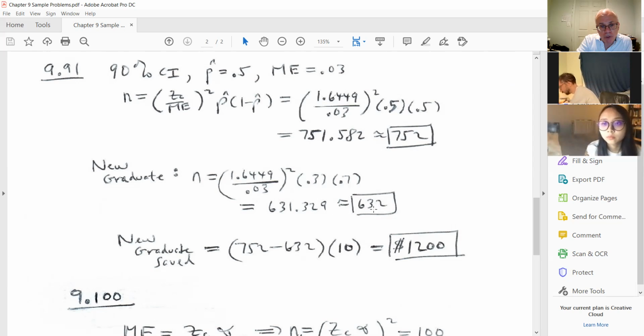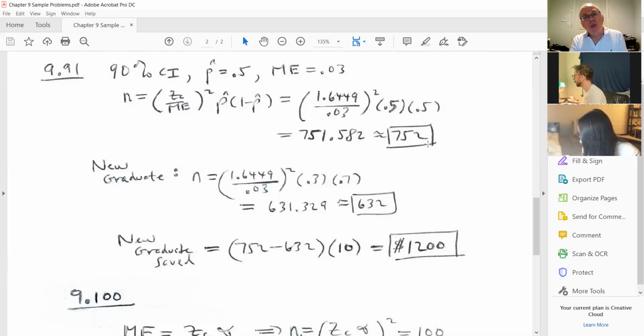So since the new graduate they only need 632 people, and originally the research manager said 752. That's 120 difference, 120 person difference, right? Research manager would have had to interview 120 more people than the new graduate would. So the new graduate saved the firm 120 times $10 per interview, which is $1,200, right? Good. Any questions about that? No. No, that wasn't so bad.